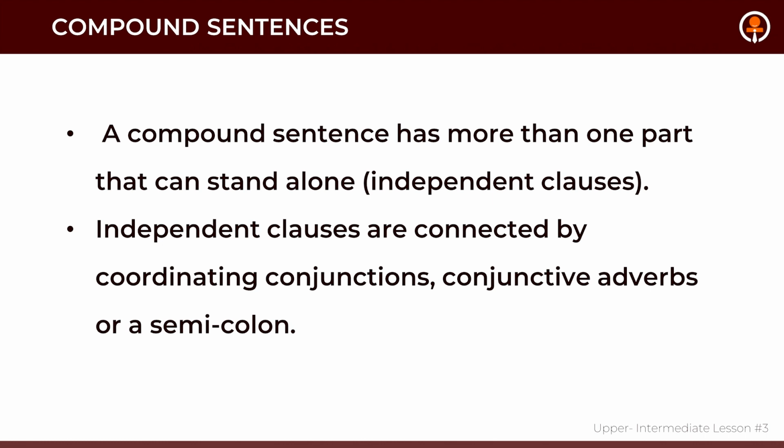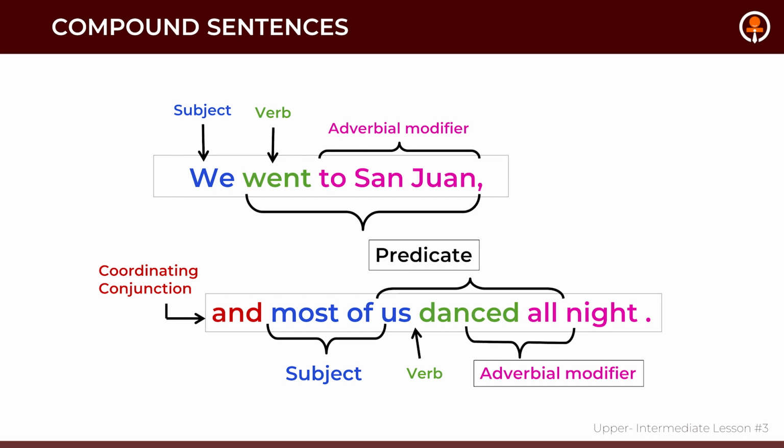Okay, let's take a look at an example. We went to San Juan, and most of us danced all night. So there are two clauses. Both of these clauses can be used as a separate sentence, right? We can say, we went to San Juan. If this was a separate sentence, we could have understood it. And also, most of us danced all night. It can be used separately too. So a compound sentence has at least two or more independent clauses, and they are interconnected with conjunctions. So this one is a compound sentence.